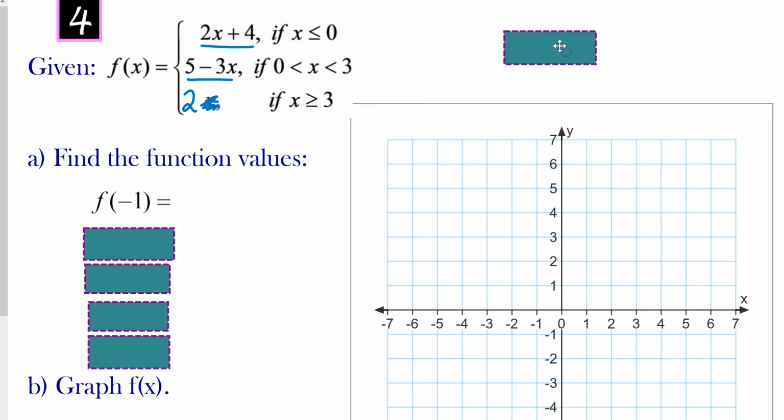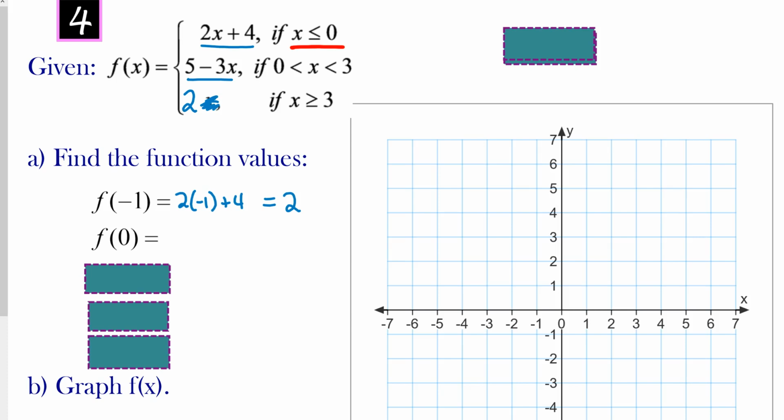So we're asked to find f of -1. So you have to figure out, where do I put -1? Which piece does it fall into? -1 is less than or equal to 0. So plug -1 into the first piece, and we have 2 times -1 plus 4, and that would give us 2.